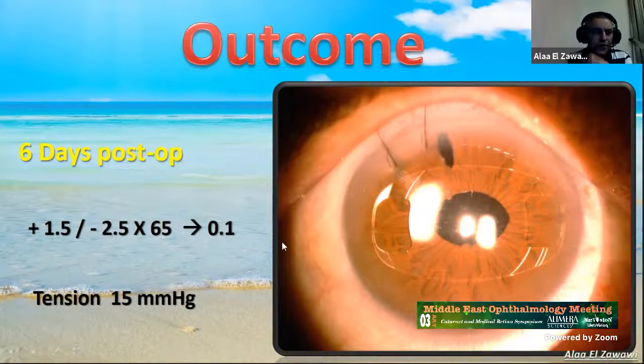And with 2 sutures, there was some astigmatism. Of course, thank God that it is only 2.5. Usually it is much more than that. And he was reaching 0.1, and the tension is controlled.